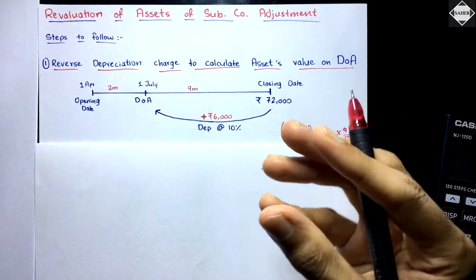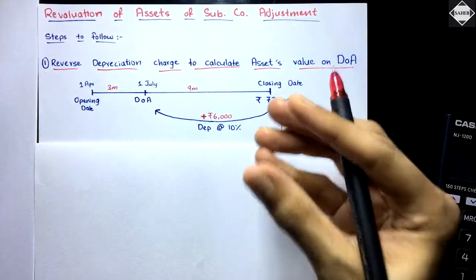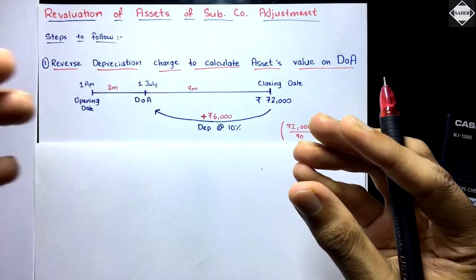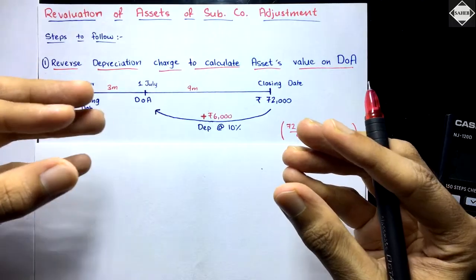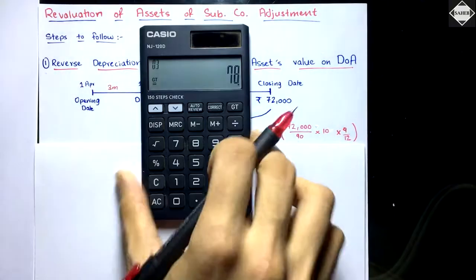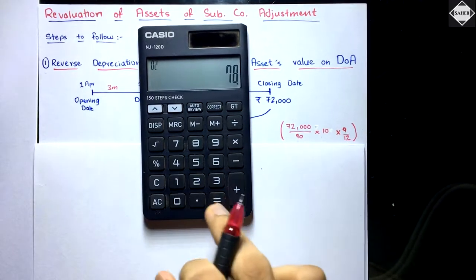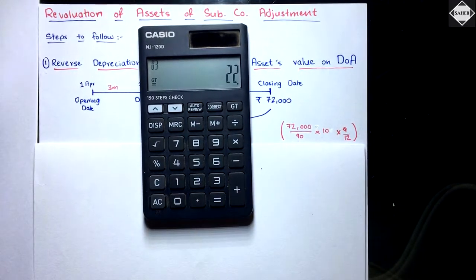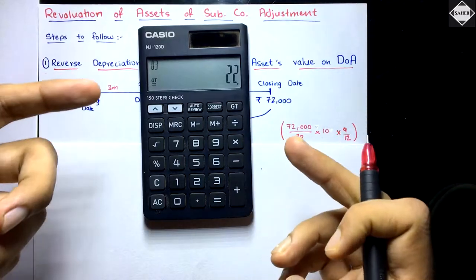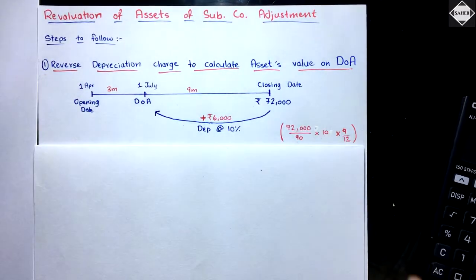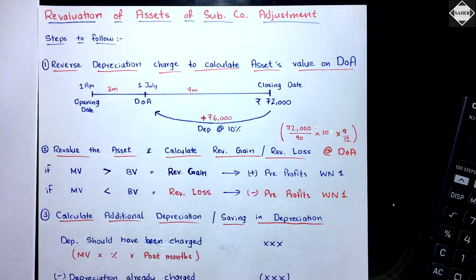So after doing the depreciation charge reversal, you have the book value on the date of acquisition, which is 78,000, and let's say the market value is 1 lakh, right? So what has happened? 1 lakh minus 78, that is equal to 22,000 revaluation upwards, isn't it? Yes. So this is how you will do it. Just compare and you will get it.